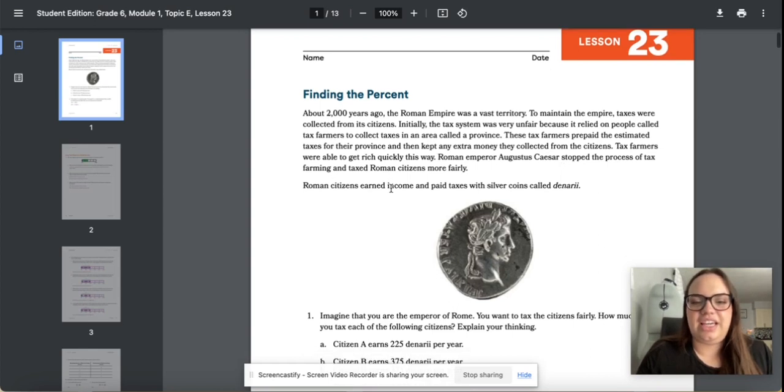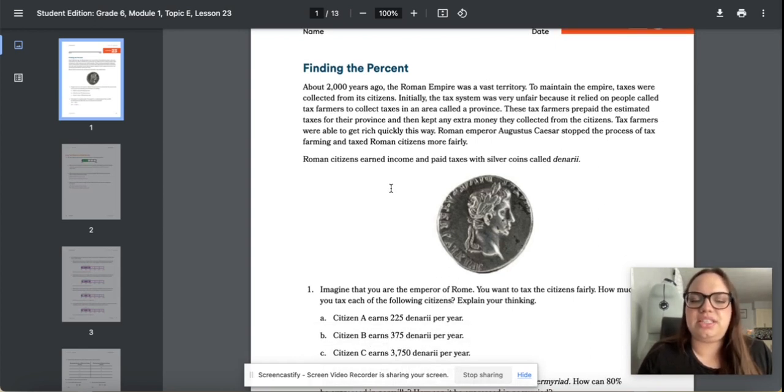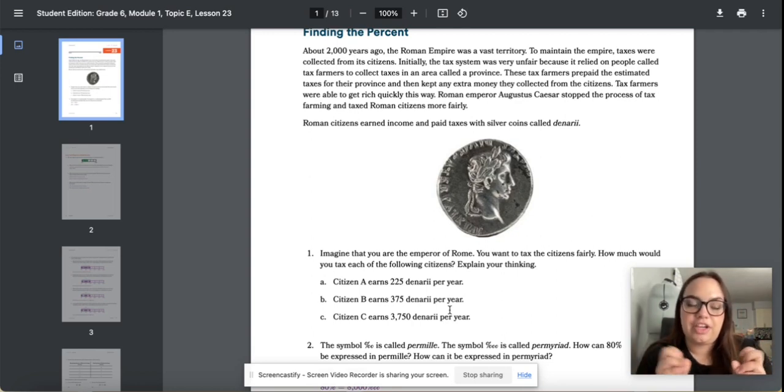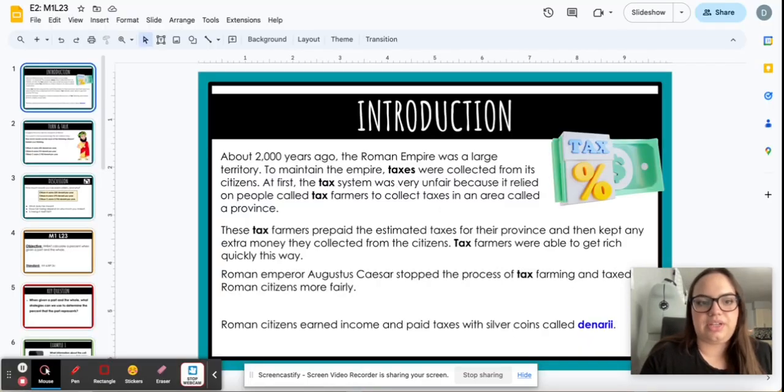I think it's engaging and it gives students an opportunity to discuss things that usually aren't discussed in the context of a math classroom. So it talks about how 2,000 years ago, the Roman Empire collected taxes from their citizens. And then it goes into kind of a prompt for students to determine what would be a fair tax for these three types of citizens. So this is what I created.